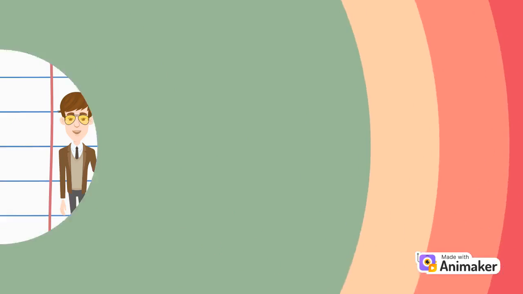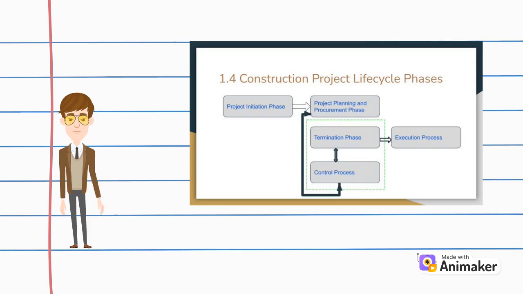characteristics. This slide tells about the construction project life cycle phases. There are mainly 3 phases which are shown in the diagram. The first phase is the project initiation phase. Similarly, the project planning and procurement phase, execution process and control process, and termination phase.